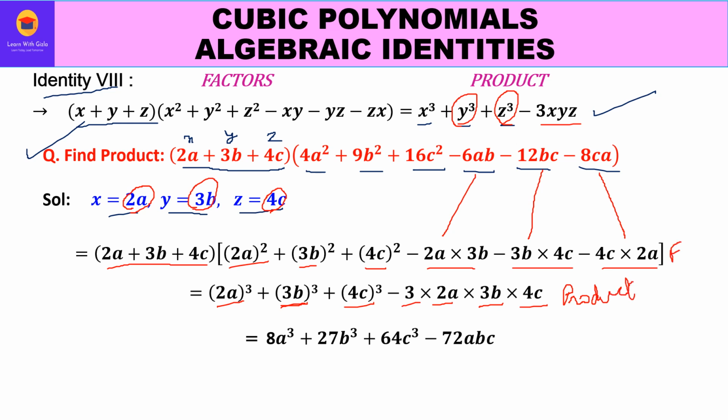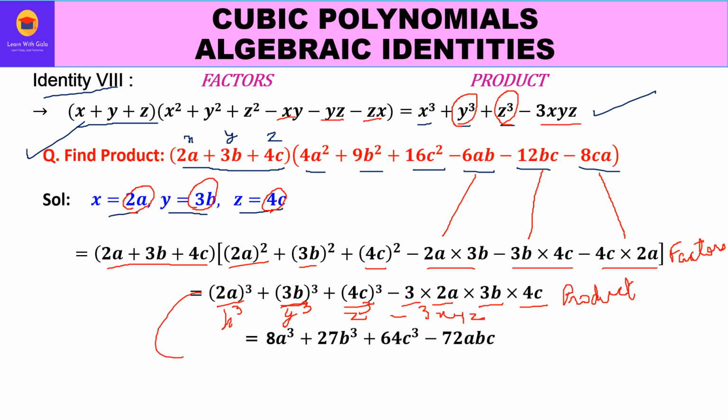These were the factors. This was the question given to us, which we wrote in the expanded form. We have split it to show that it is actually xy, yz, zx. So we have split it just to show that these are the two factors which are given according to identity 8, and this is the product. Product is x cube. This is our x cube, this is our y cube, this is our z cube, and this is our minus 3xyz.